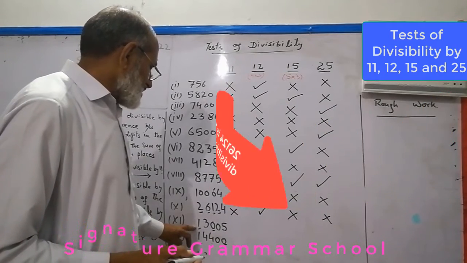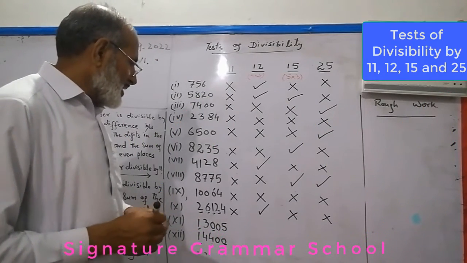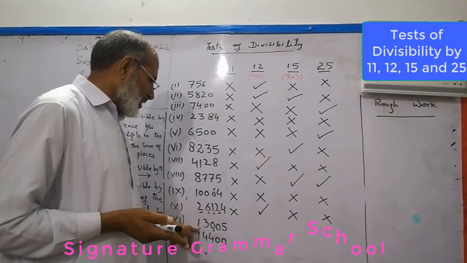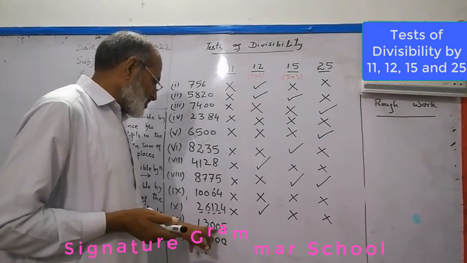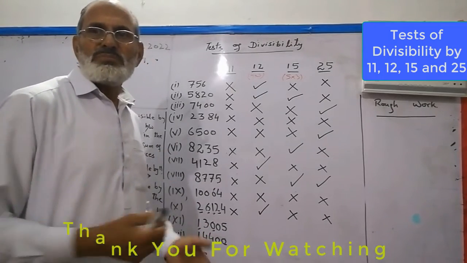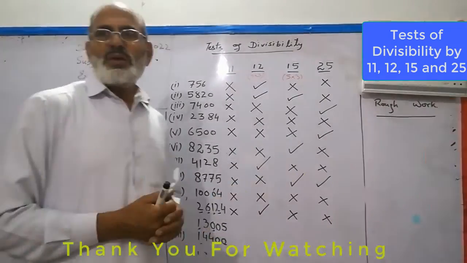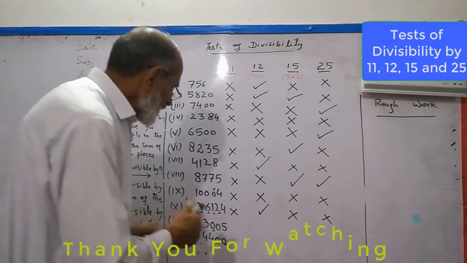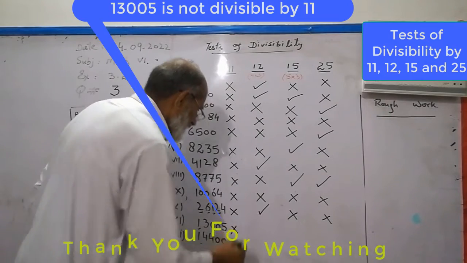Now, the second one, that is 13,005. If I take the sum total of the digits at odd places, that's 5, 0 and 1, it becomes 6, and the even places, 0 and 3, become 3. 6 minus 3 is 3, that's not 0, and 3 can't be divided by 11. Therefore, both the conditions are not met. The value can't be divided by 11.